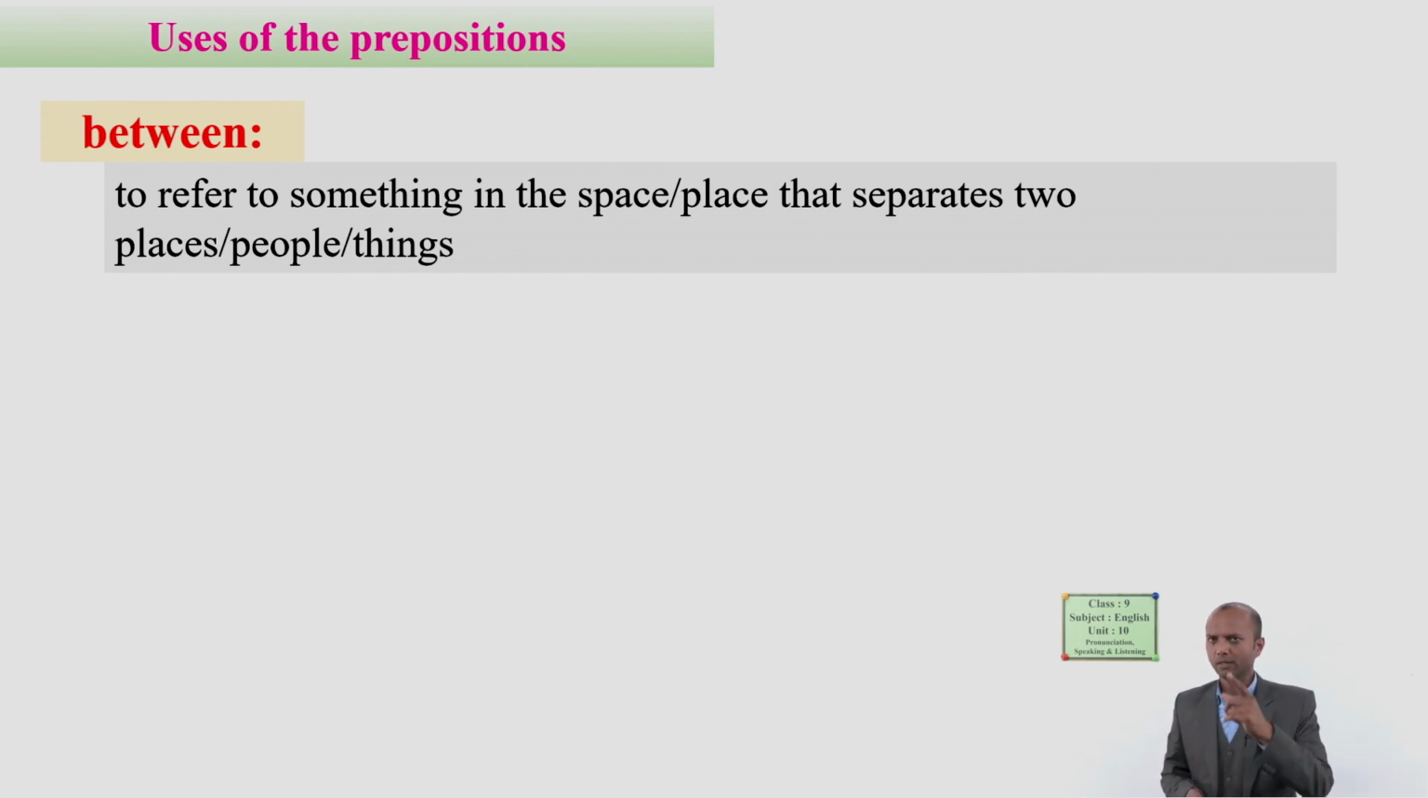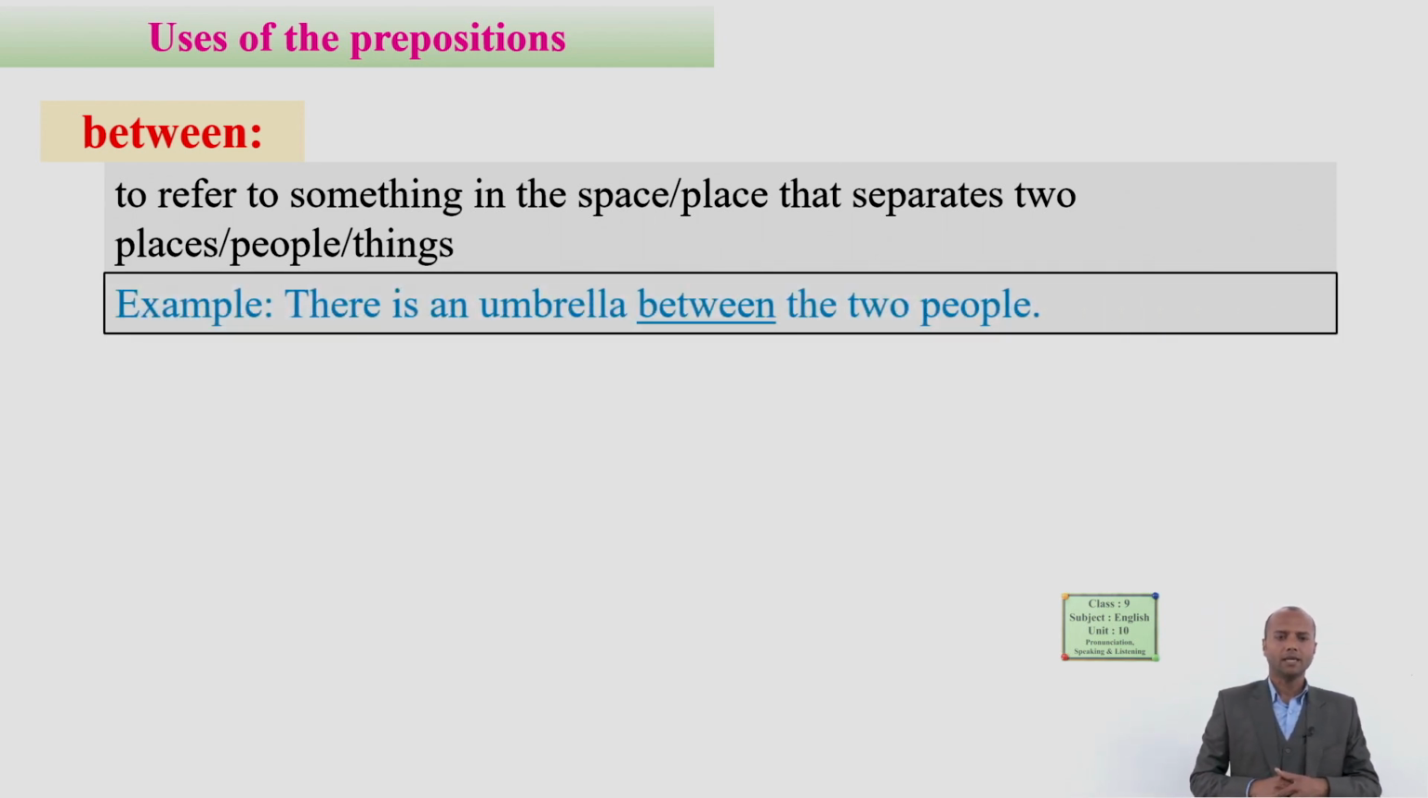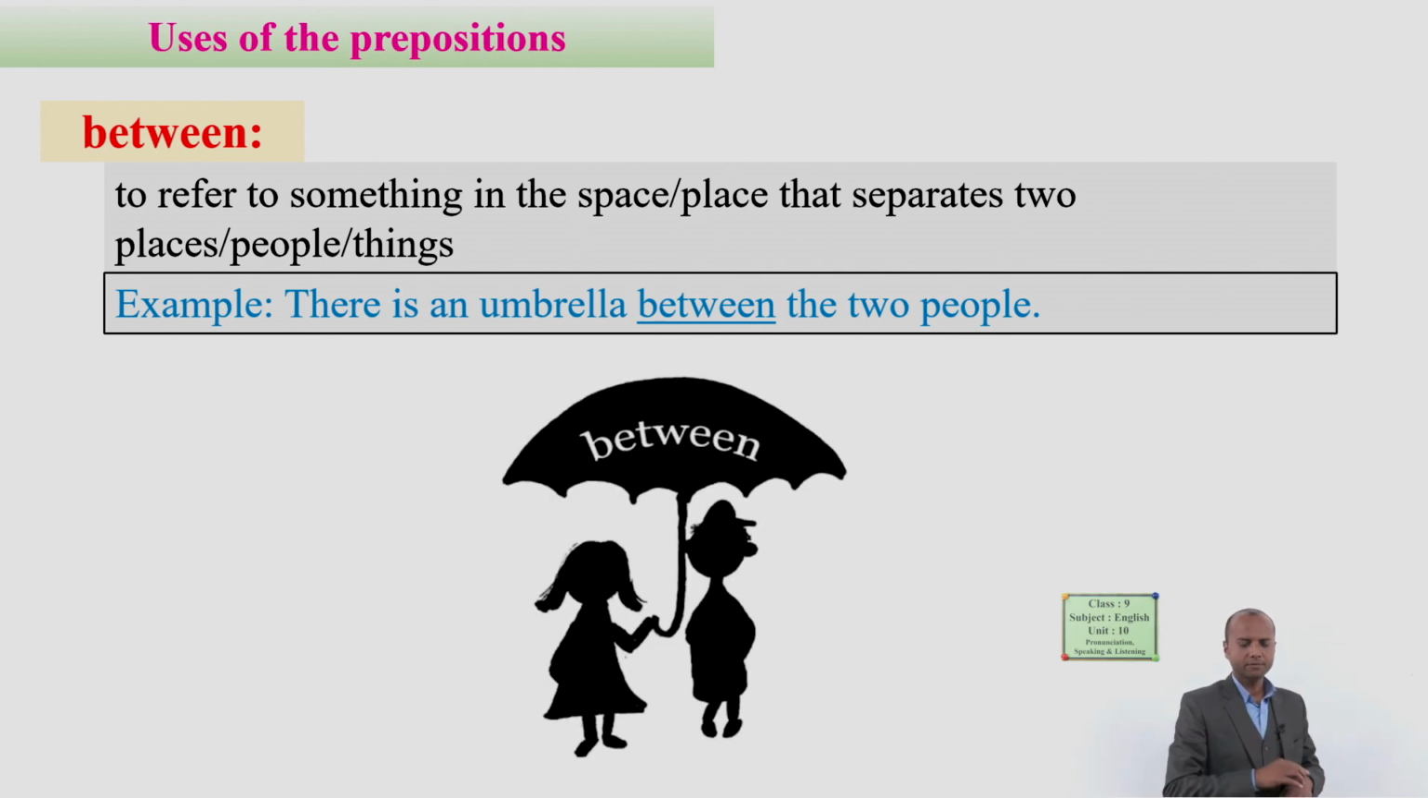So can you make one example using this preposition? Very good. Nepal lies between India and China. Wonderful example, dear students. Next example, there is an umbrella between these two people. Let's see the picture. Look, between is written on the umbrella, okay. So this is the case of the use of between.